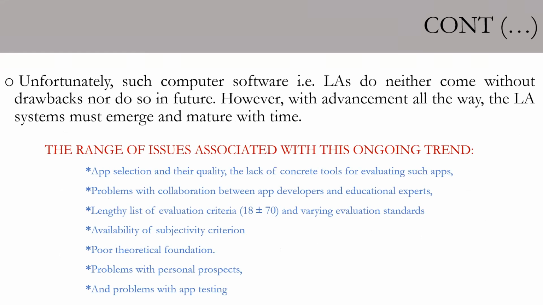The first one is app selection. Because of the proliferation of apps, there are lots of apps available. The teachers or parents or learners don't have enough strategies, tools, or guidelines to select the desirable learning app. The second one is a problem with collaboration between app developers and educational experts.